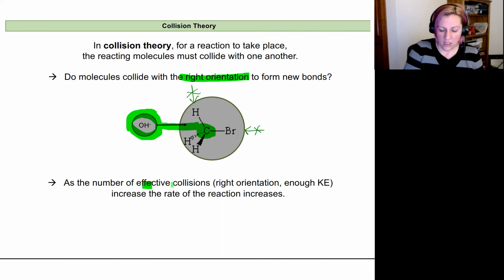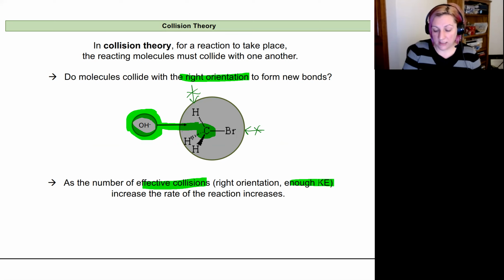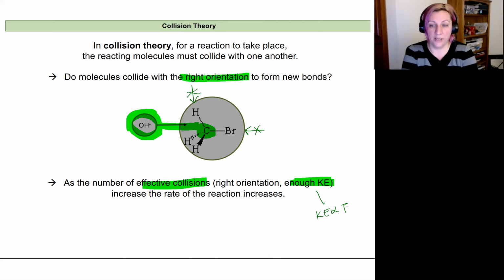If the number of effective collisions, so they have the right orientation and they have enough kinetic energy, increases, then we'll see the rate of the reaction increase. Because if we have those two things that we need for the products to form, the more of those collisions that are occurring, the more we'll actually see products form and the rate will increase. And so that enough kinetic energy can be dictated by temperature, right? Kinetic energy is proportional to the average temperature of the compounds. But we're going to get into the details of how that temperature dependence plays out with the reaction rate constant here.